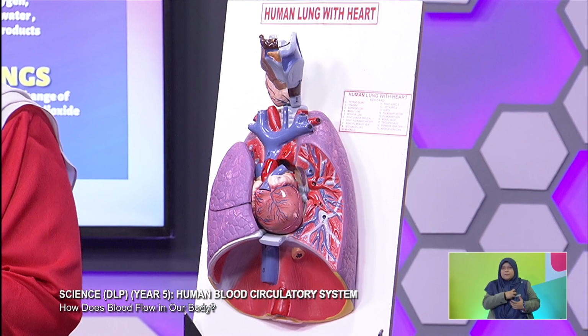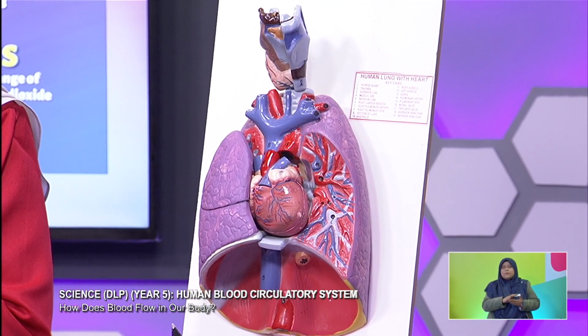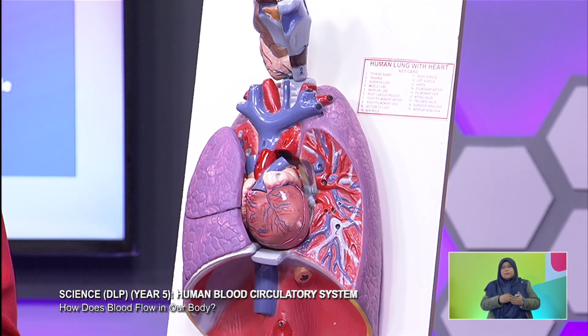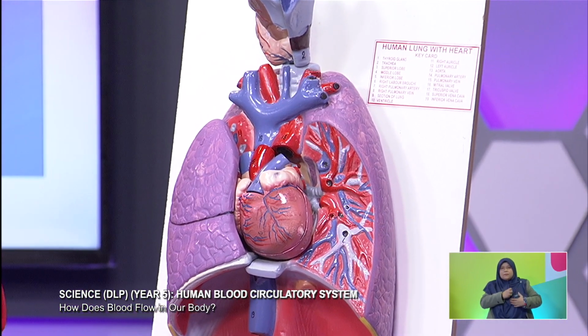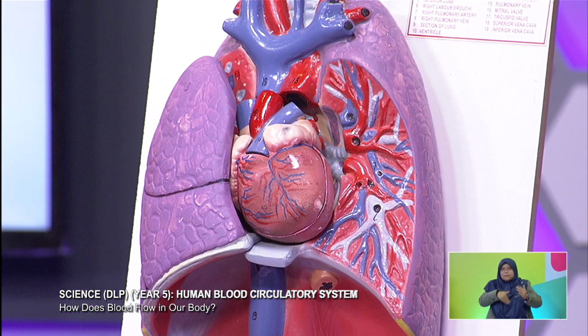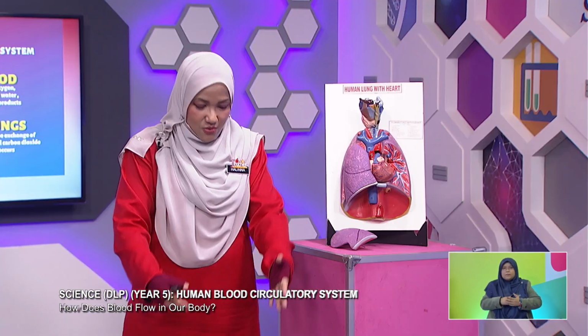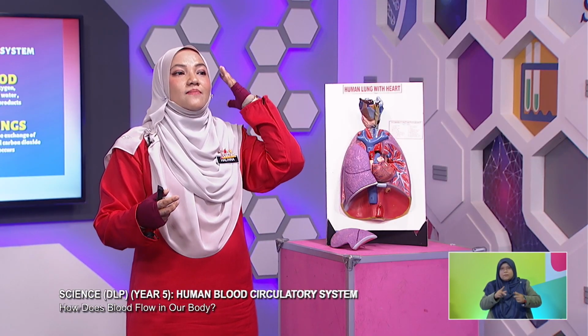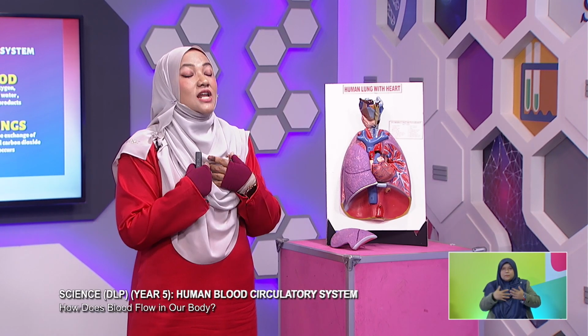What does the heart do in our human blood circulatory system? The heart acts like a pump. It will pump blood to all parts of our body, to our legs, our hands, our head, even to the lungs.